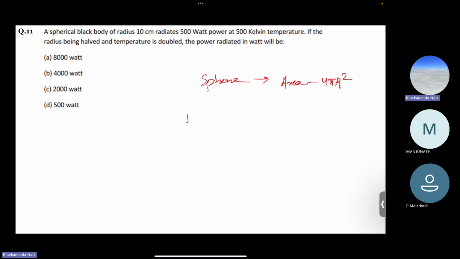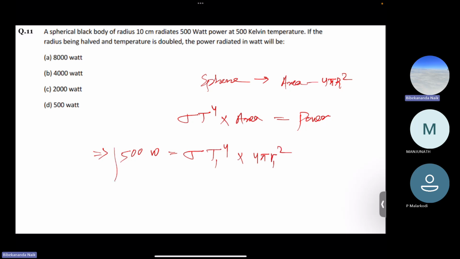The value will be sigma T to the power 4 into area, because power density means power per unit area. Power radiated per unit area is equal to sigma T to the power 4. So total power radiated is sigma T to the power 4 into the area of that sphere. According to the question, it is 500 watt. Sigma remains the same, so we don't need to give any subscript to it. For the first case, suppose the temperature is T1, so it is sigma T1 to the power 4 into 4 pi R1 square.